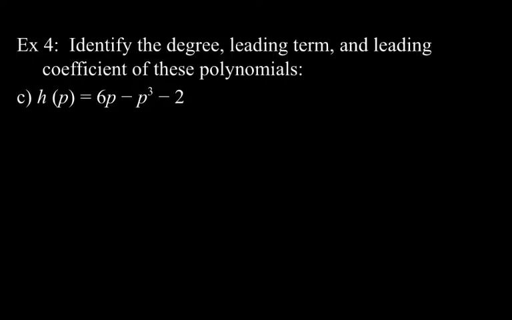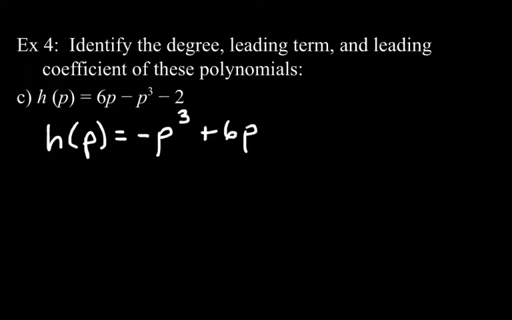Once again with C, I would go ahead and rearrange it. So the term that has the highest power is that p cubed, so we're going to have a negative p cubed at the beginning, and then we have plus 6p. One thing to remember is the sign stays with the term. So if you move the p cubed to the front, that negative goes with it. And then we have the minus 2 at the end. Just like the 6 is positive, so it stays positive even if we move it to the middle of that polynomial. So let's go ahead and identify.